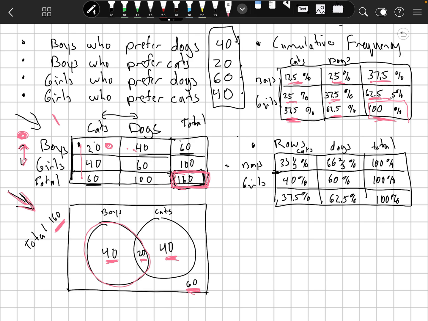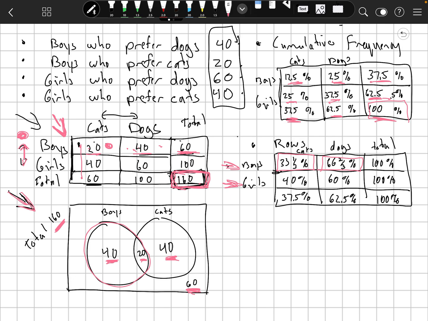It's basically just standardizing this table here and giving each item a percent out of the total. Okay, the next one's just a little different. This time we're looking at out of the total boys and out of the total girls. So that's kind of the idea. So out of the total boys, 33% liked cats, and 66 2/3% liked dogs. So we went 20 over 60 and then 40 over 60 there. We're not going 20 over 160 or 40 over 160. We're doing it out of 60.